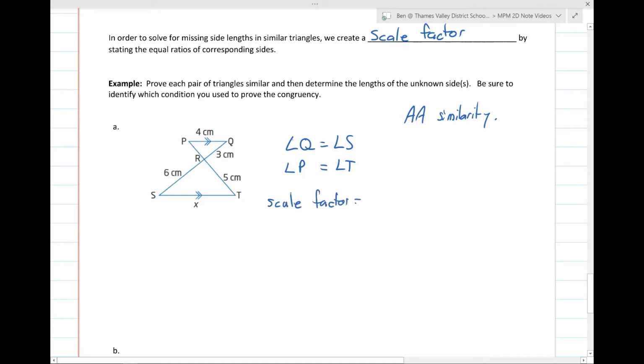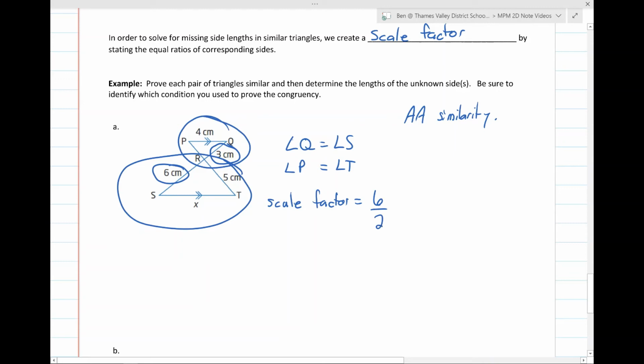Our scale factor will equal one side divided by its similar side. So in this case, I see side QR and side RS are similar here. I have 6 over 3. So we'll take the big triangle divided by the smaller triangle. We don't need to. We could do that in the other order. We could do the small triangle divided by the big triangle. We just need to stay consistent throughout the problem with how we handle that.